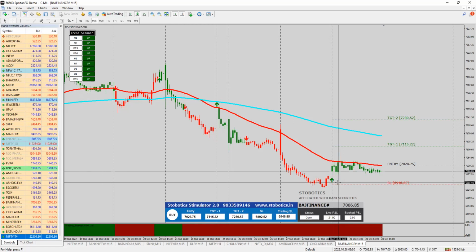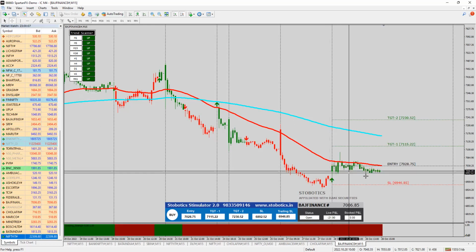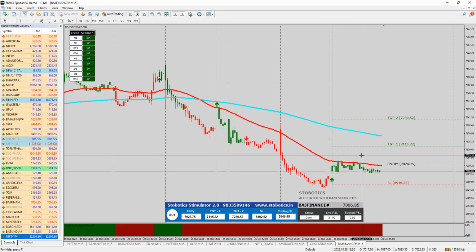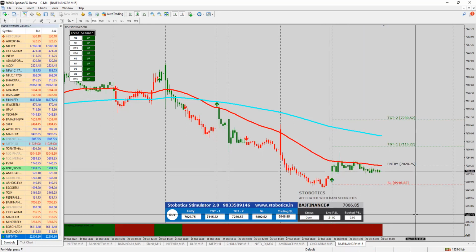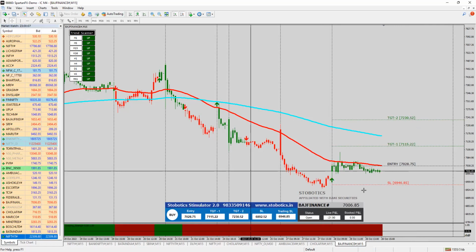The arrow alone doesn't create any profit. You have to use your own efforts also to decide how to enter. So now here there is no signal to buy or sell. You can switch to other stocks or index.